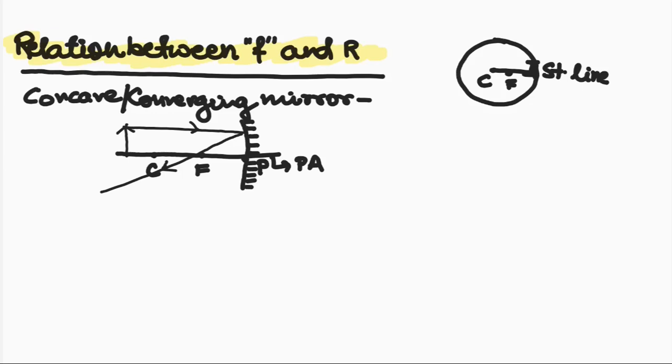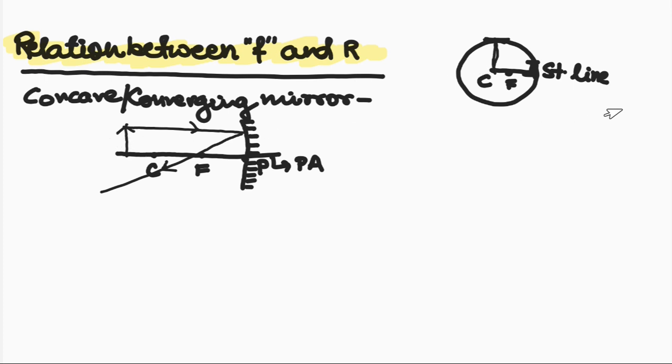Now let us consider the first ray, parallel to the principal axis. Obviously it will pass through the focus after getting reflected from the spherical mirror. Now what happens, students, if we draw the normal from this point? It will obviously pass through the center, we know this theorem.